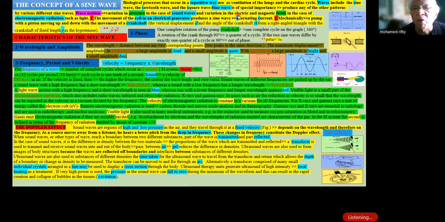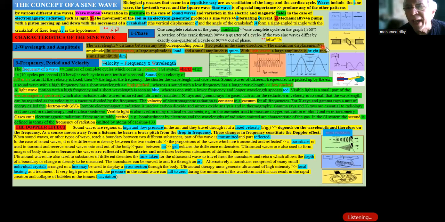Regarding the variation, the electrical and magnetic field occurs in the case of electromagnetic radiation, such as light. So we have light and sound as a wave motion.